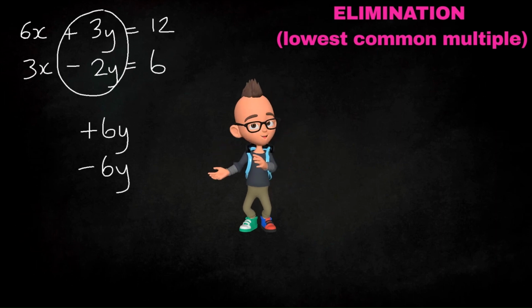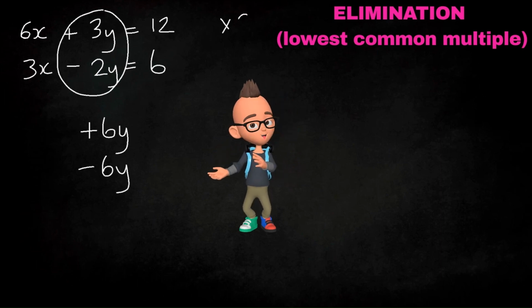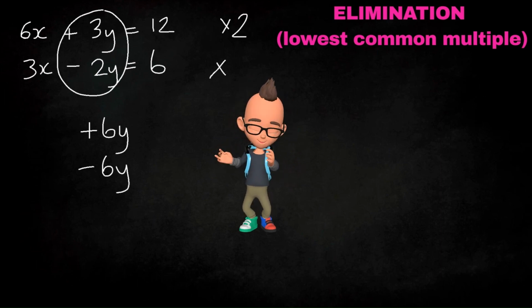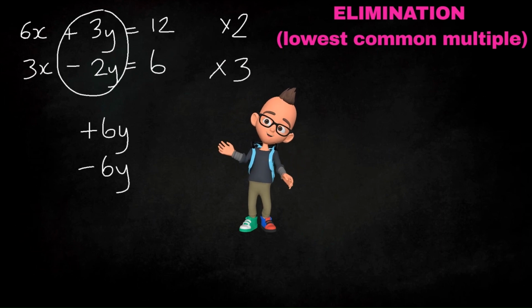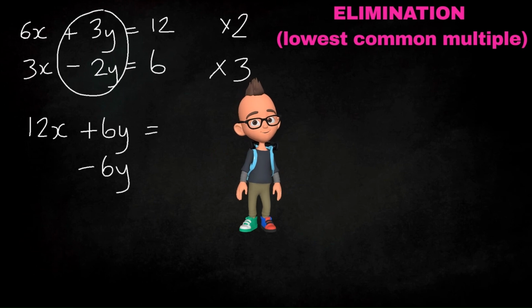So the lowest common multiple of 3 and 2 is 6. Let's multiply the top one by 2 so I get 6y. Then I can multiply the bottom by 3 so I can get -6y. If we multiply one part of the equation by 2, I need to do this for all parts. So the top equation will turn into 12x plus 6y equals 24. The bottom equation will turn into 9x minus 6y equals 18.